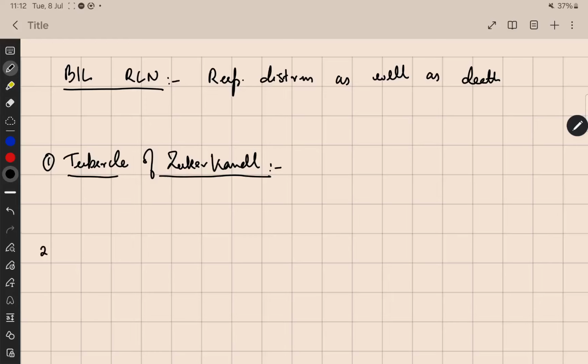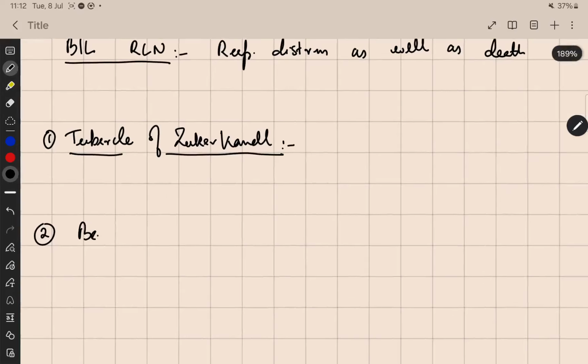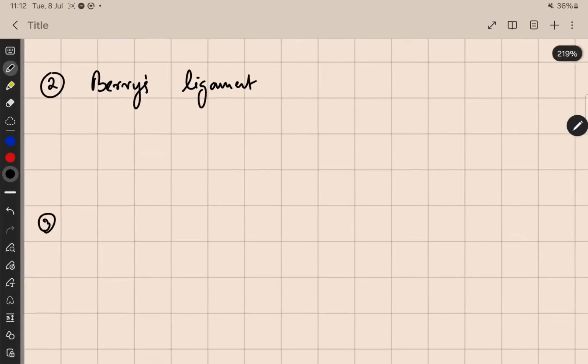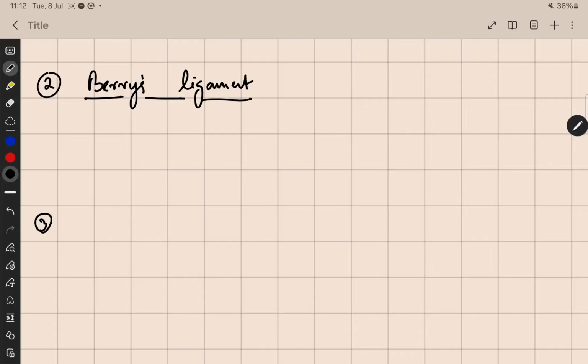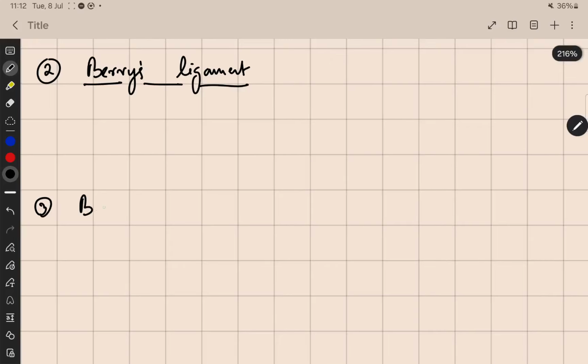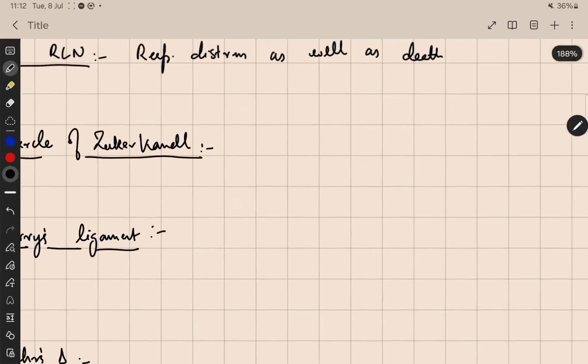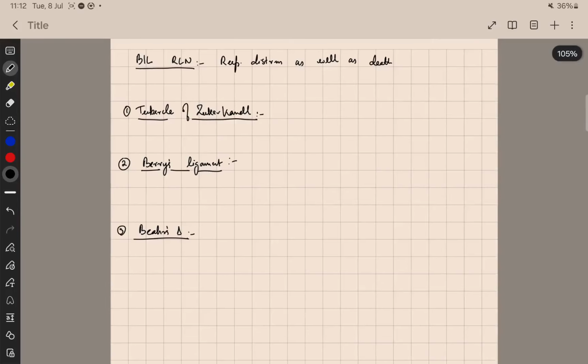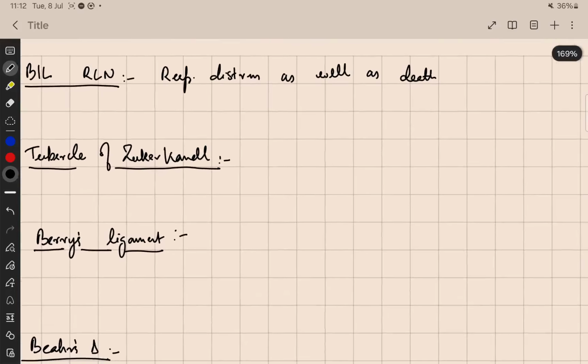Second is Berry's ligament. Guys, these headings are directly from Bailey and Love and Sabiston, so you can correlate with your books as well. It's taken from standard textbooks. These three pointers are required for proper identification of recurrent laryngeal nerve to prevent the damage intraoperatively. So what is tubercle of Zuckerkandl?